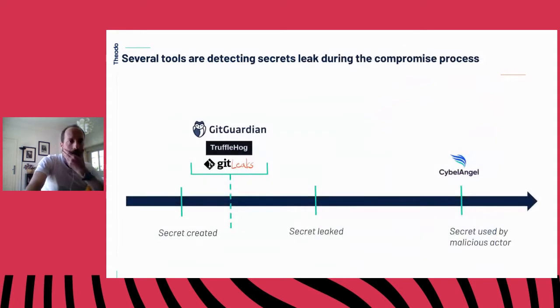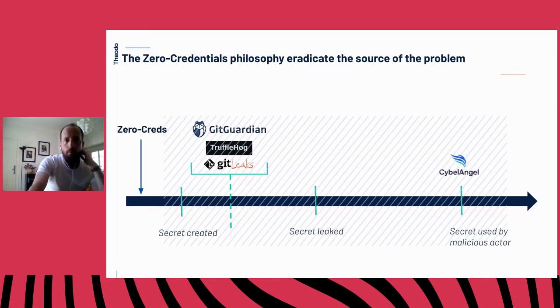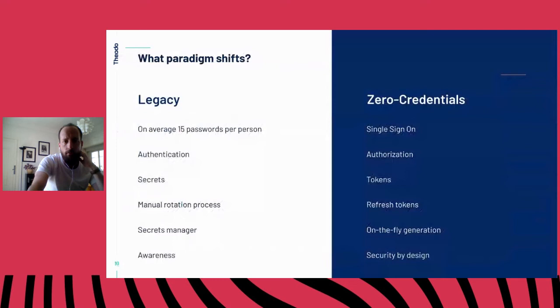So in the past years, some tools have popped up and they are acting after a secret is created or leaked. The most well-known is GitGuardian. They will tell you if you have leaked a secret in your source code. And Cyber Engine is monitoring if your secret is somewhere on the dark web. With zero credentials infrastructure, we will try to eradicate the source of the problem by removing any long-term credentials. So this is the paradigm.